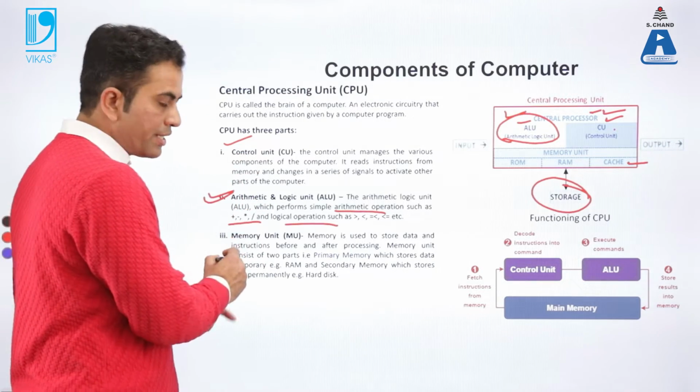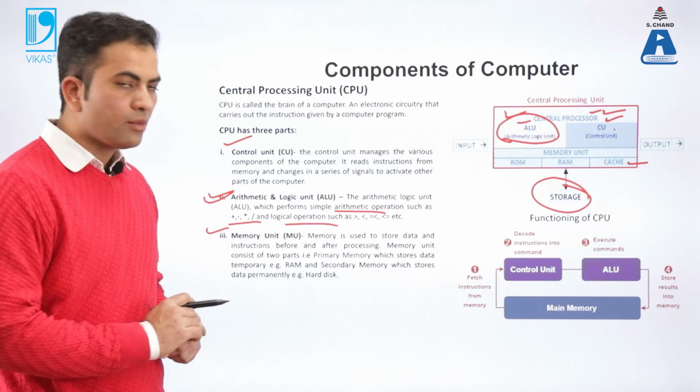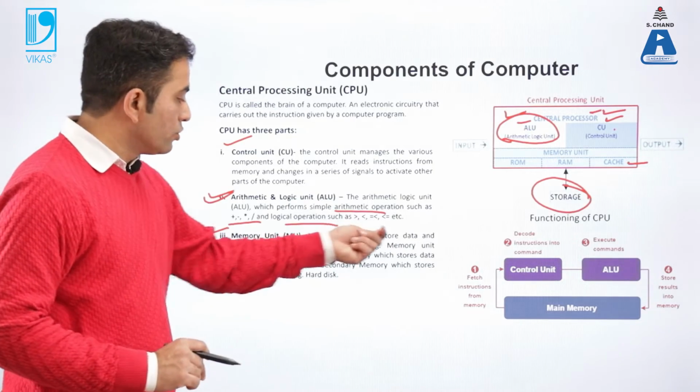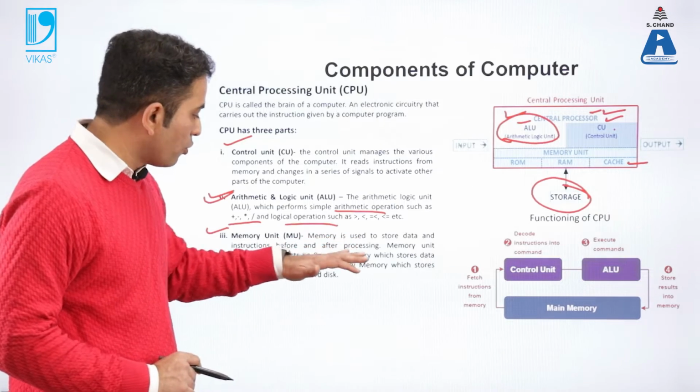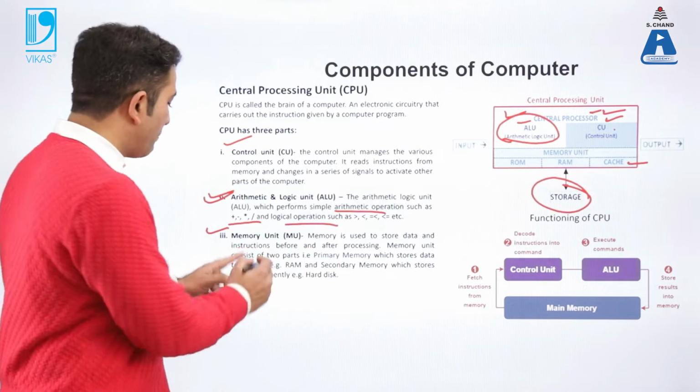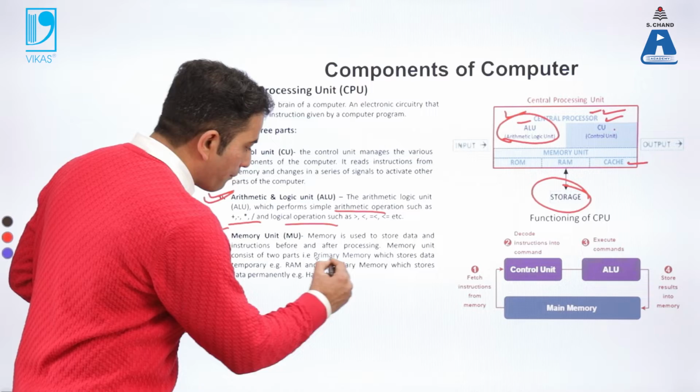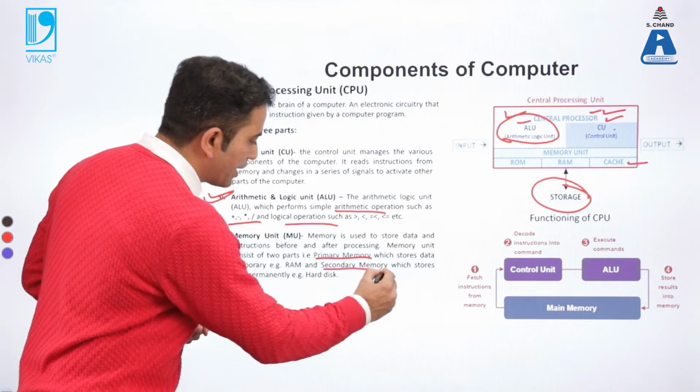Then the third part is the memory unit. Memory is used to store the data and instructions before and after processing. So the memory unit consists of two parts. One is primary memory, another is secondary memory.